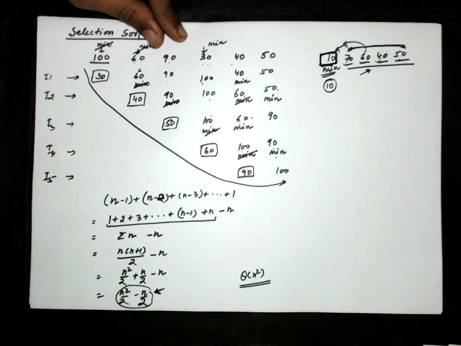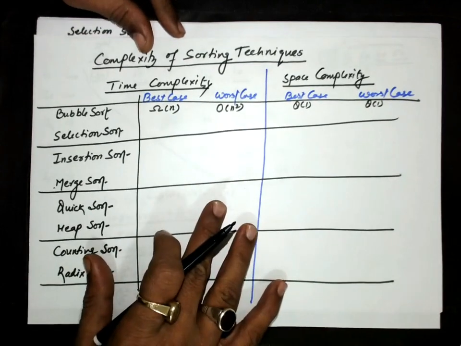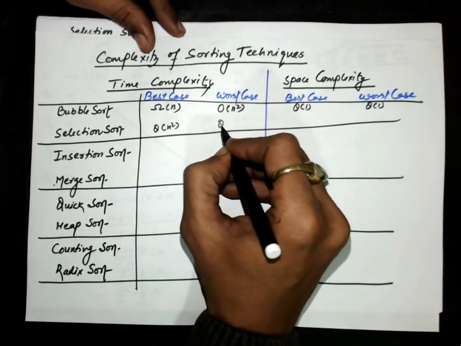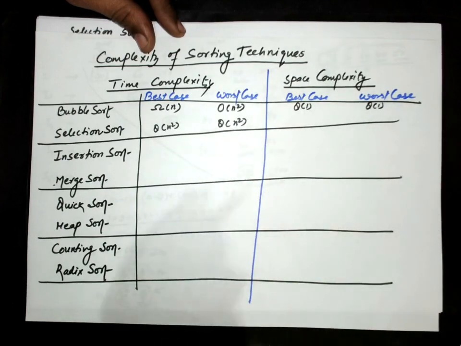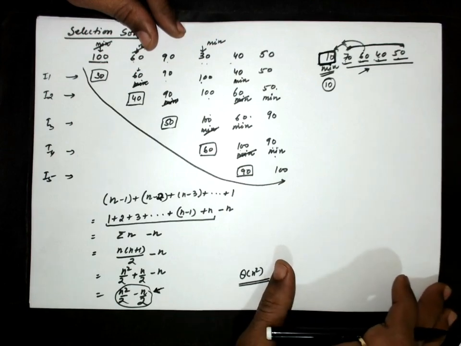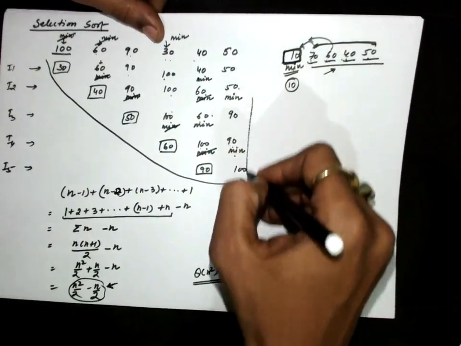Now let us update this in the table for the selection sort. The time complexity is theta n square. We will find out the space complexity also after writing the algorithm. So now let us write the selection sort algorithm.